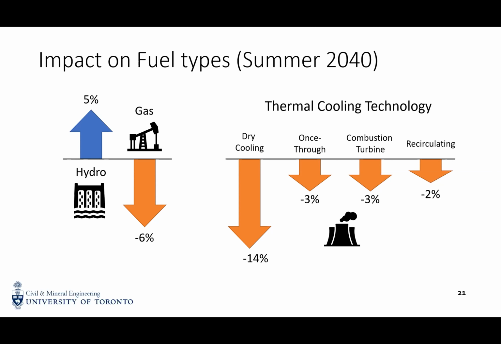Of the thermal plants, including gas, the impact varies based on the cooling technology. The highest negative impact is dry cooling, which relies on air temperature to dissipate heat. And these results align with some of the other losses of efficiency found in other studies.